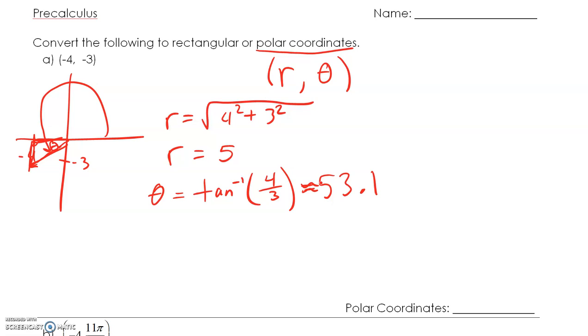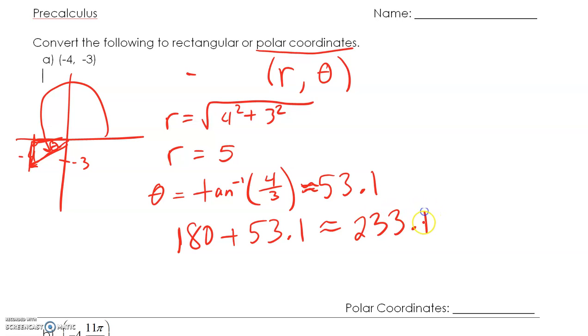On top of that, I have to add 180 degrees, because I'm going 180 plus that amount of angle, to get 233.1. Okay, so our polar coordinates are (5, 233.1).